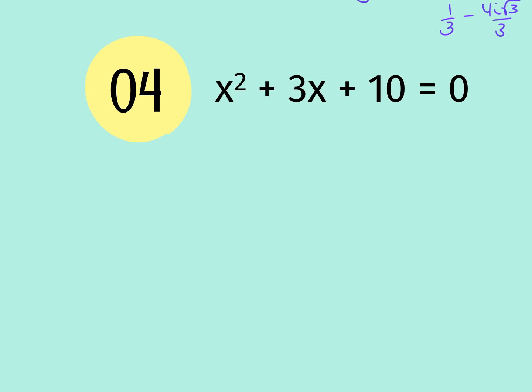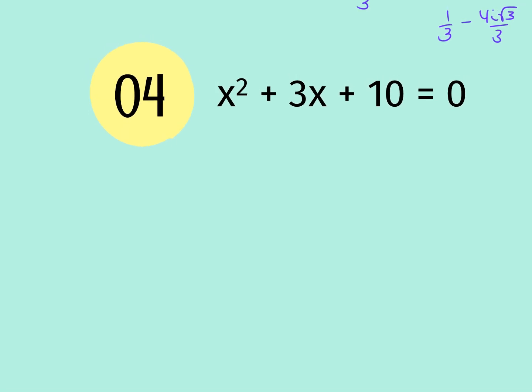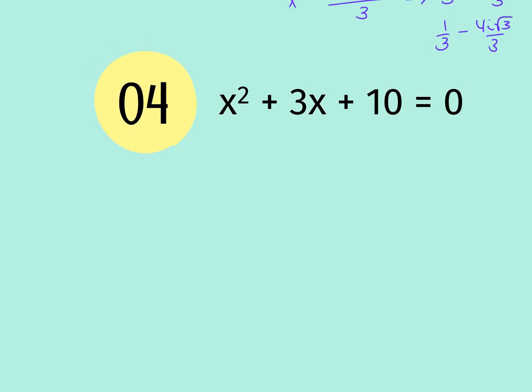All right, number 4. Try to factor. It's not going to. So what are my 2 options? Quadratic formula and completing the square. I'm going to complete the square in this one. If you want to do the quadratic formula, that's fine. See if we get the same answer.